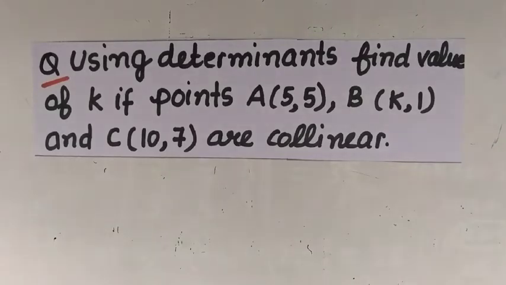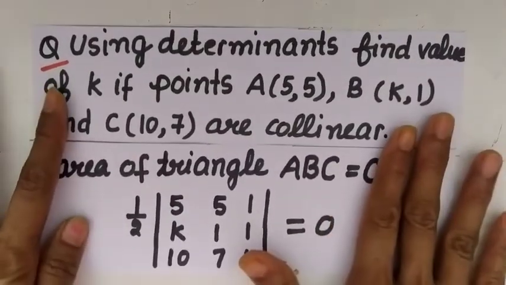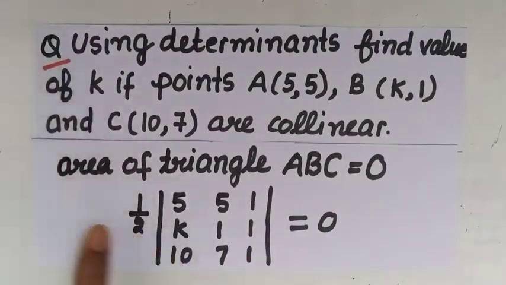So in this question, initially we will take area of triangle equal to 0, because it is given that all these 3 points are collinear. So we will start our question from here, that is, we will take area of triangle ABC equal to 0 because all these 3 points are collinear.